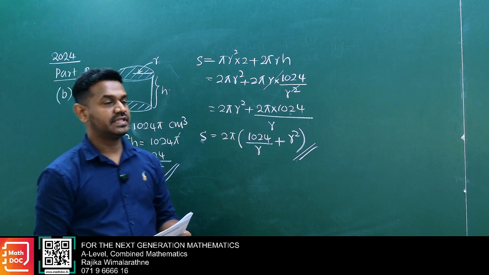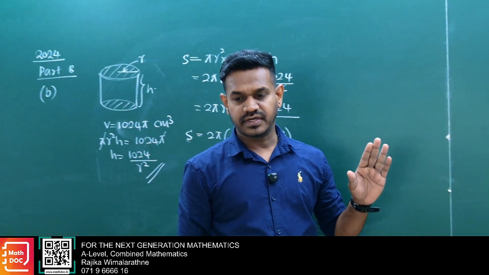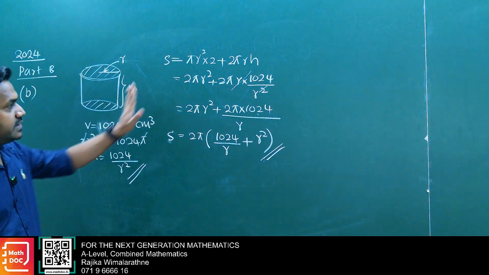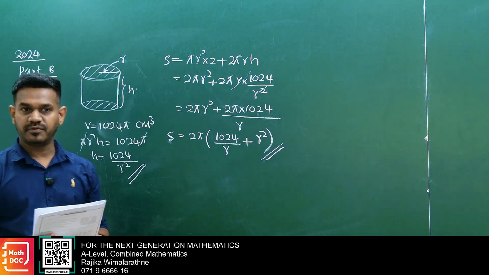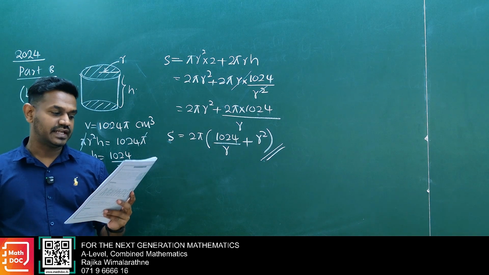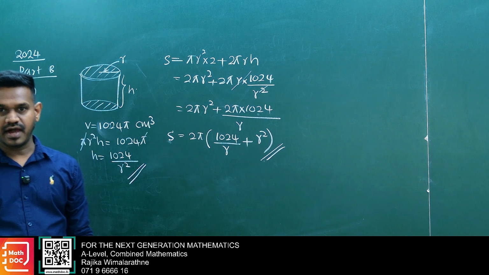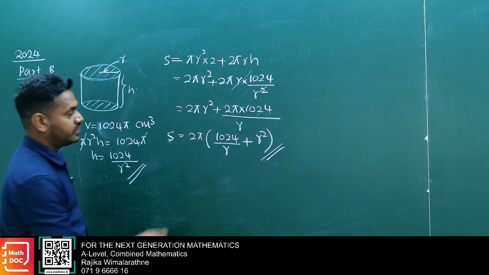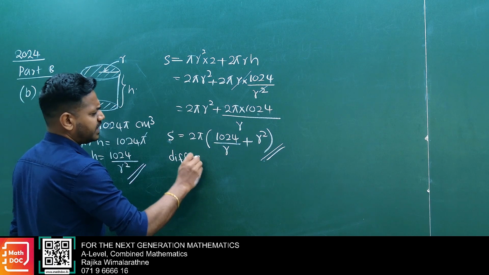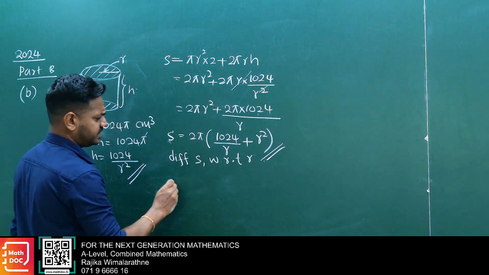This is general mathematics, not calculus, just general mathematics. Then with general geometry you apply and obtain the relation. Now thereafter, show that S is minimum when R equals 8. Then we have to find the minimum S value. Therefore, you differentiate S with respect to R.